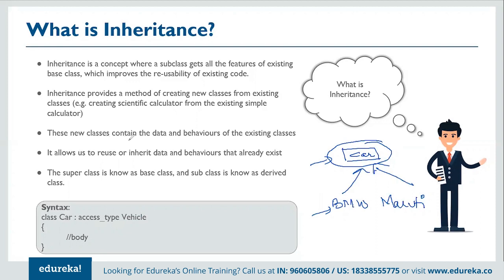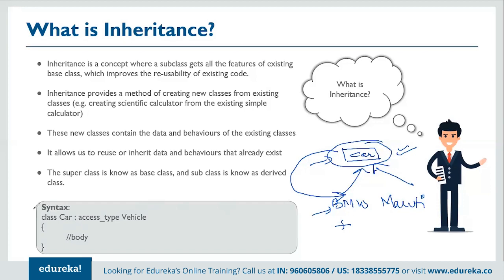So these new classes contain the data and behavior of the existing class. When we do inheritance, whatever is there will become part of the subclasses as well, the members, which are the attributes and methods. And it also allows us to reuse or inherit data and behavior that already exist, as I just said. Now the superclass is known as the base class and the subclass is also known as the derived class. So you get to use what is already there, plus additionally, you can add more functions and attributes. So the idea is that you take what is existing, use it, plus add more features. This is the concept of inheritance.